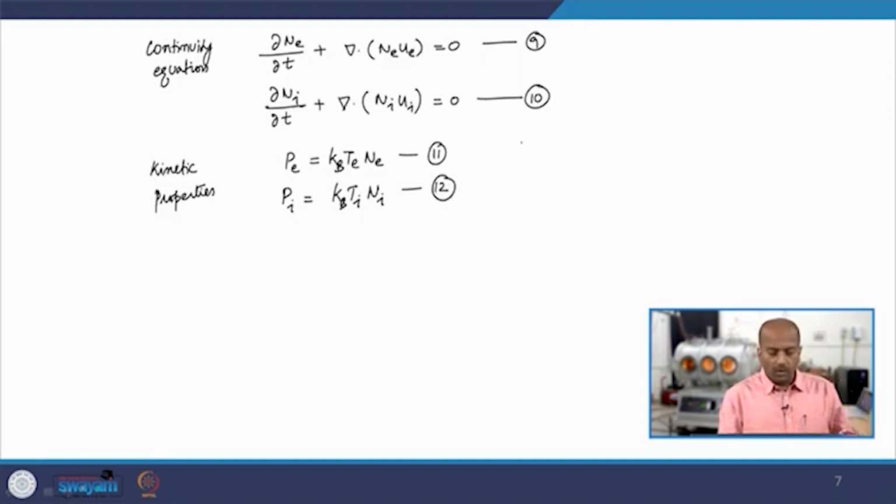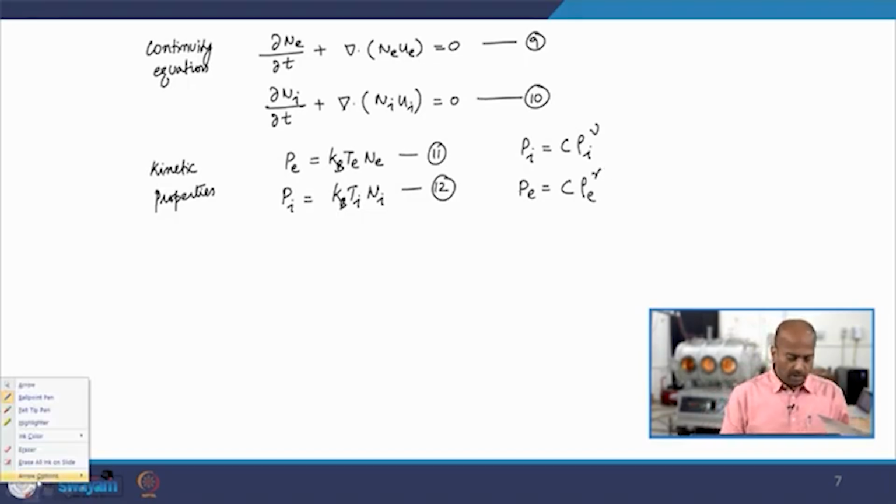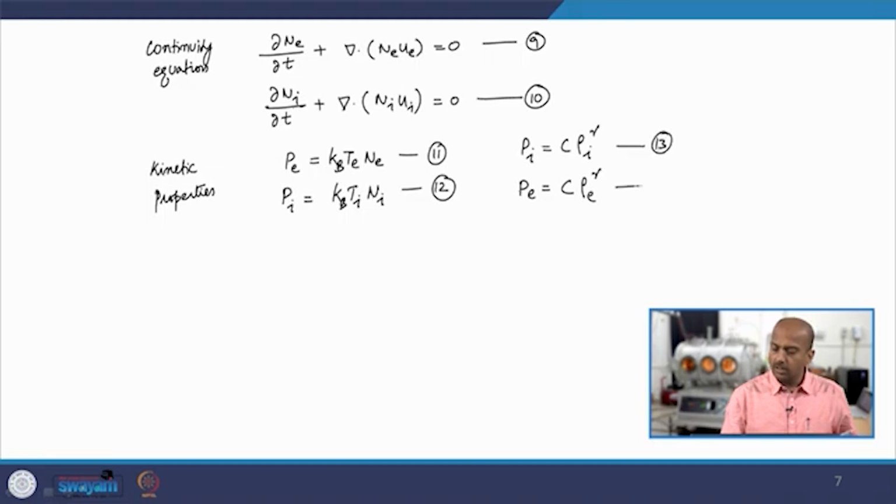They can also be written as Pi = C ρi^γ, or Pe = C ρe^γ. C is a constant and gamma is the ratio of specific heats. Let us call them equation number 13 and 14. So, we now have 14 equations.